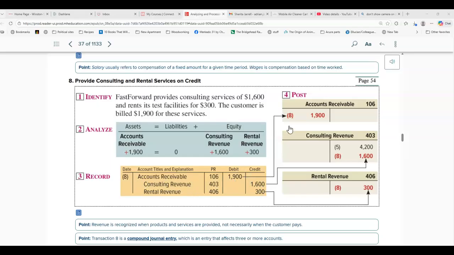Accounts receivable debited for $1,900, post reference. Consulting revenue is credited for $1,600, post reference. Rental revenue is credited for $300. Notice the post references again.